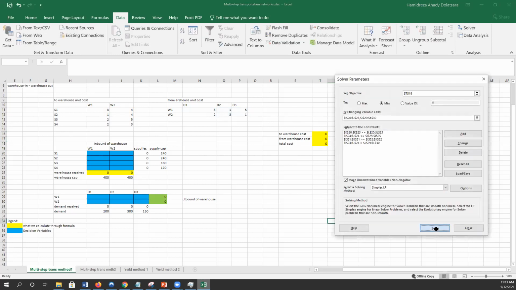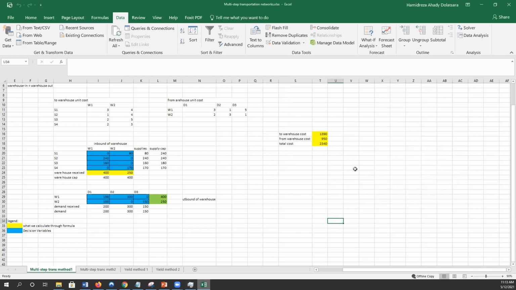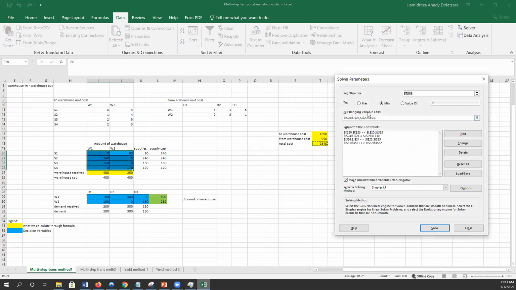So if I click to solve, okay, so look at the answers. Oh, by the way, I think I forgot something to tell you. Also look at this section. I said by changing variable cells. So I put the decision variable cells here. First table is from I20 to J23, sorry, I23 to J23. These are the first table decision variables, comma, I29 to K30. These are the second decision variables that I have here.